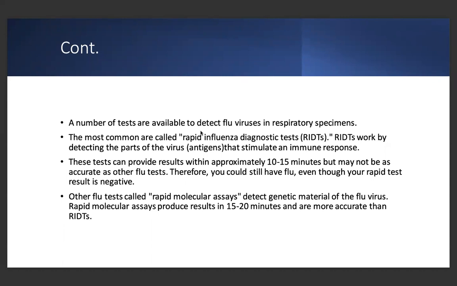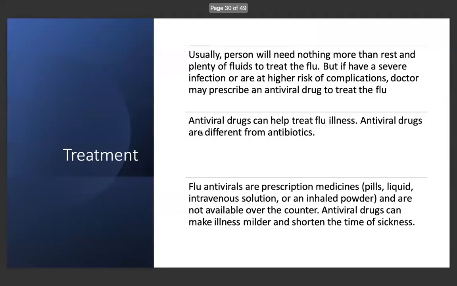even though your rapid test result is negative. Other flu tests, called rapid molecular assays, detect genetic material of the flu viruses. Rapid molecular assays produce results in 15 to 20 minutes and are more accurate than RIDTs.